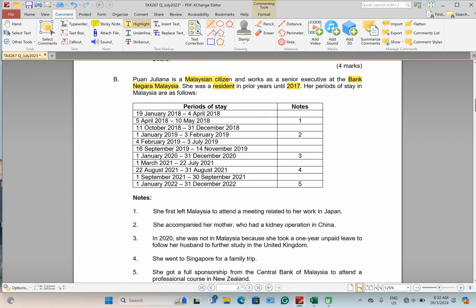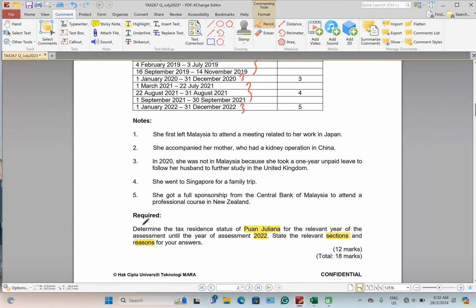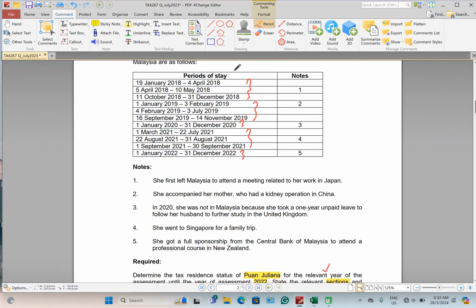Okay, for example here, look at this one. This is YA 2018. This is 2019. This is 2020. These three are 2021, followed by 2022. So guys, if you look at our required, determine the relevant years of assessment. The question does not mention anything about what the first YA will be. So how do we know the first YA? Look at the table here. Here is 2018, isn't it? The question starts with 2018. So this is our first YA.